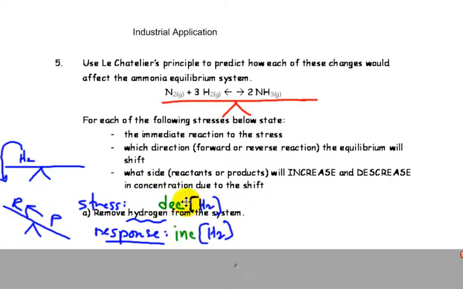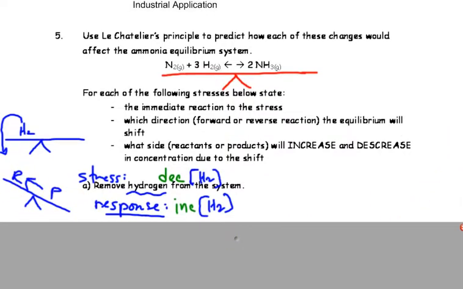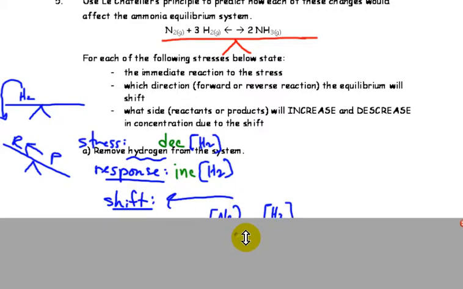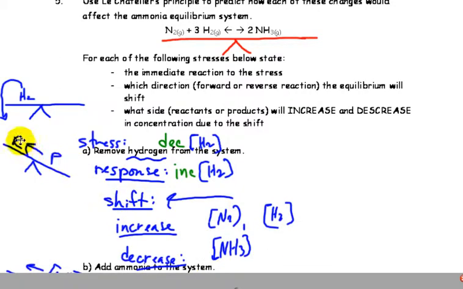So if the stress is to decrease hydrogen, the response will be to try to increase it again, and you can see which direction I have to shift things. I'm going to have to shift things towards the reactant side, or to the left in this particular case. And as a result, since I'm shifting things to the left, anything on the left-hand side is going to increase in amount, so nitrogen and hydrogen, and anything that I'm moving away from will decrease. So ammonia will decrease in amount.